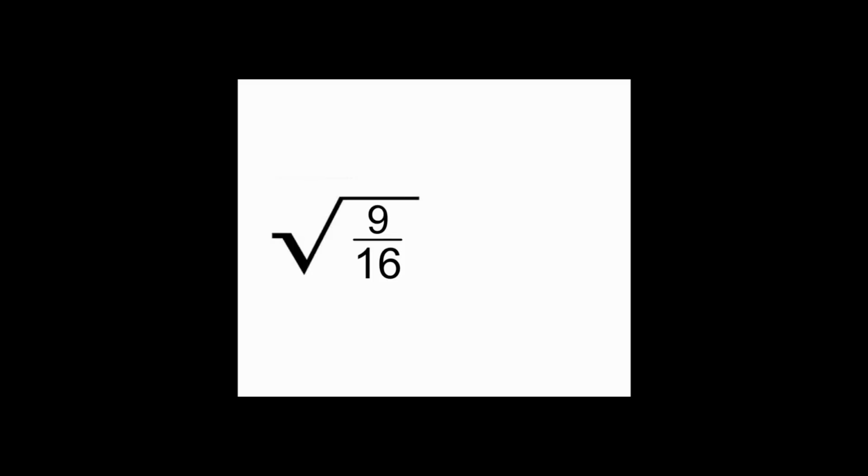The square root of 9/16 can be broken down into two distinct parts: the square root of 9 over the square root of 16. The square root of 9 is 3, and the square root of 16 is 4, so our answer is 3/4.